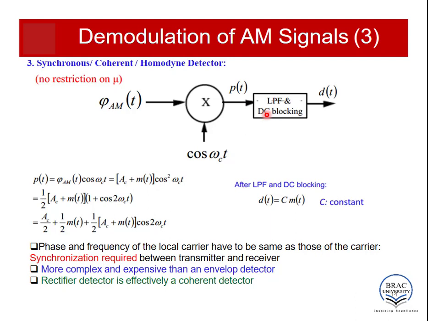After passing through the low pass filter with a cutoff frequency of omega c, the component with 2 omega c frequency will be blocked. So the output of the low pass filter will be Ac by 2 plus half into m(t). Then the DC blocking capacitor will block the DC part Ac by 2, and the final output is the message m(t) multiplied by some multiplier, in this case half. Two key observations here. For the previous two methods, mu needed to be less than or equal to 1, but this method can be used for any mu value.